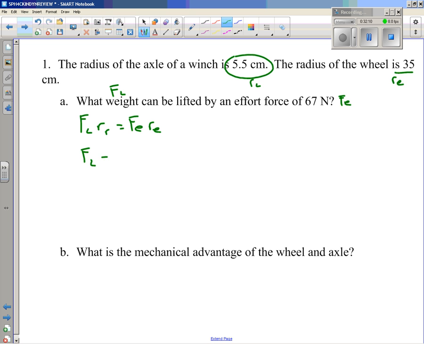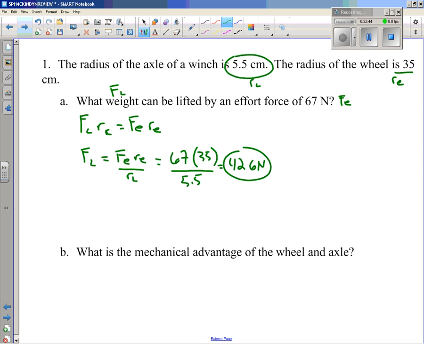So it's FL equals FE times RE over RL. So that's going to be 67 newtons times the effort radius, 35, divided by load radius, 5.5. Can't do that one in my head. I'll have to run it through the calculator here. 67 times 35 divided by 5.5 equals 426. And that's in newtons.